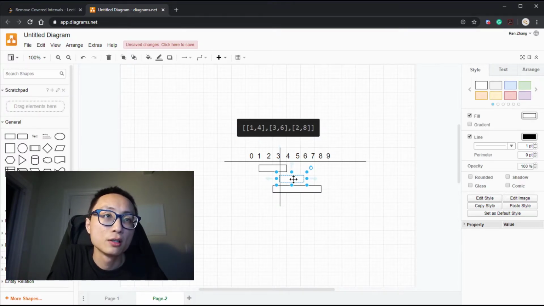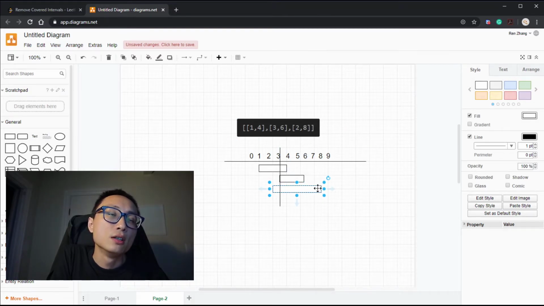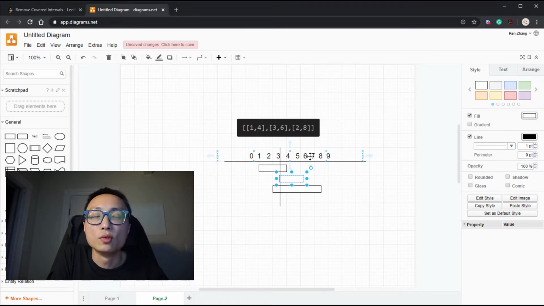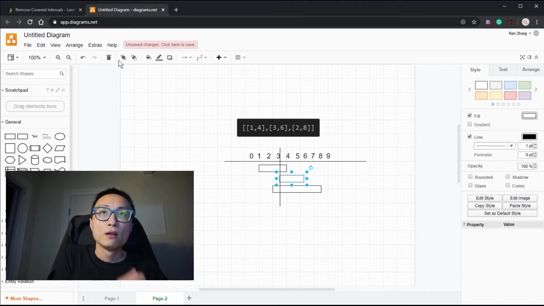That's 6. And we know we have seen 1, 4 and 2, 8. The largest D we have is 8. Since the 6 is less than the largest D prior to seeing this interval, we can conclude that 3, 6 is covered by one of the prior intervals. Which one? We actually don't really care. So we have to remove 3, 6.